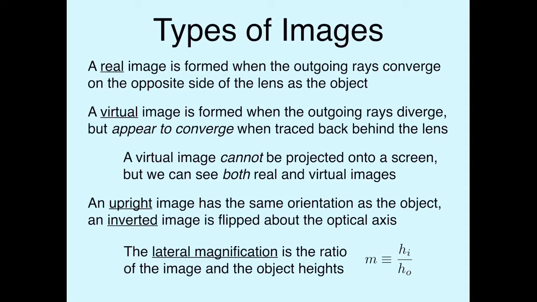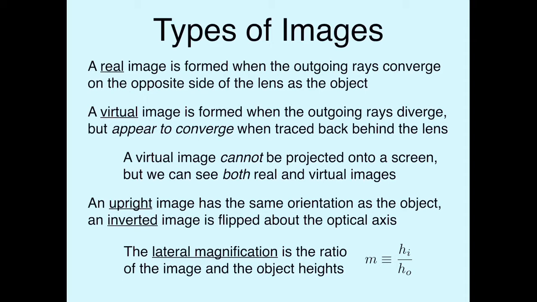Okay, now another difference is between upright and inverted images. An upright image has the same orientation as the object, but an inverted image is flipped upside down about the optical axis. Again, we saw an example of both types of image in the two ray diagrams that we drew. And then lastly, you might have noticed in the ray diagrams we made that the object and the image don't always have the same size.